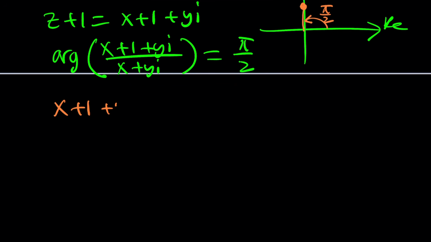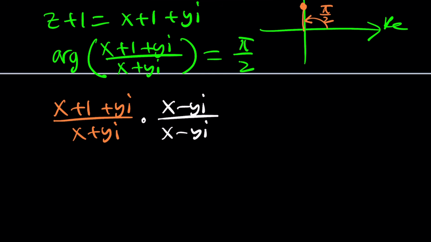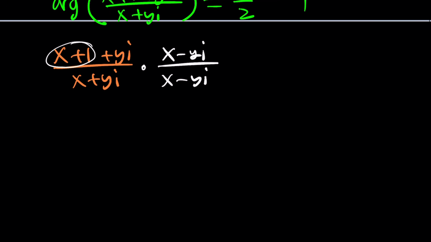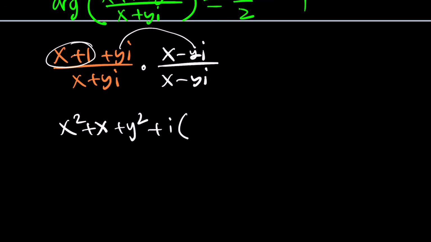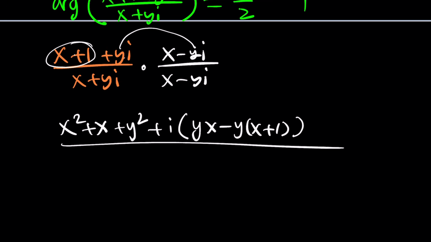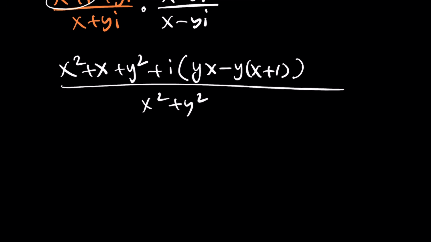I'm going to start with this and multiply it by the complex conjugate, which is x minus yi over x minus yi. We're going to distribute and simplify this. Here we need to multiply the real parts: x squared plus x, and then of course this is going to give us plus y squared. And then we're going to multiply x plus 1 by y, so let's take the i out. That's going to be y times x, so yx, and then x plus 1 is going to be multiplied by y. And the whole thing is divided by x squared plus y squared. That's the expression inside the parentheses. We want the argument of this number to be pi over 2.